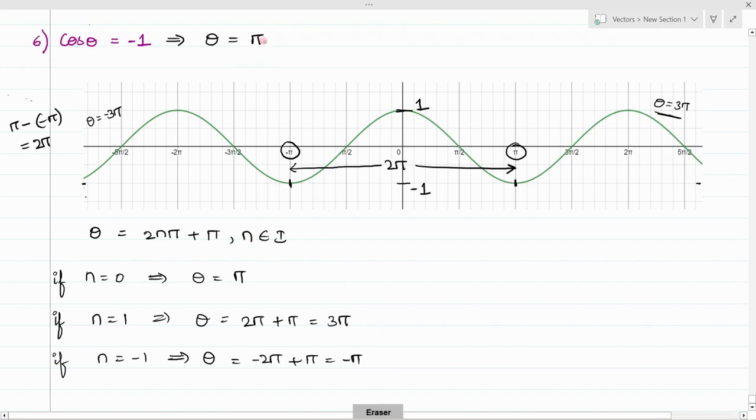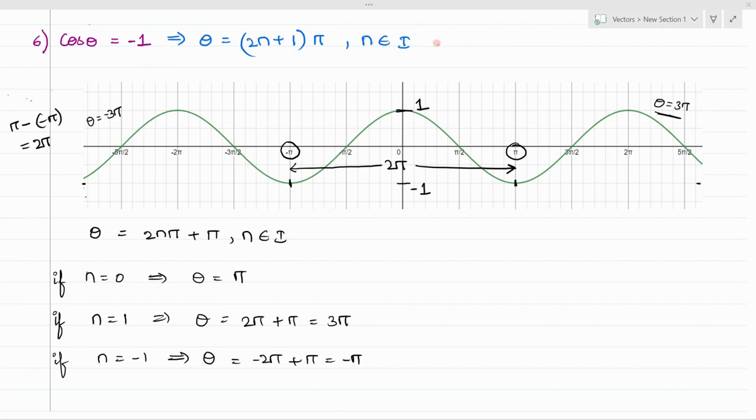So the final solution for theta when cos theta is equal to minus 1 is theta equal to, taking pi common, 2n plus 1 times pi, where n belongs to all the integers. So this is the solution of theta when cos theta is minus 1. One more solution we can also write is theta is equal to 2n minus 1 times pi, where n belongs to I.